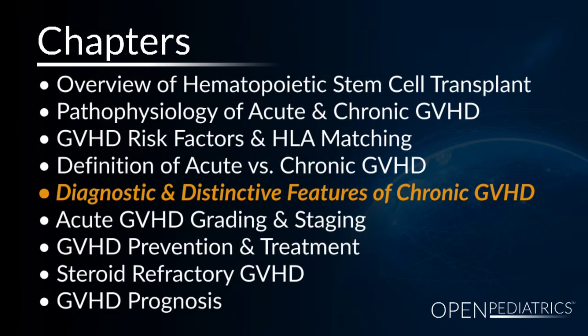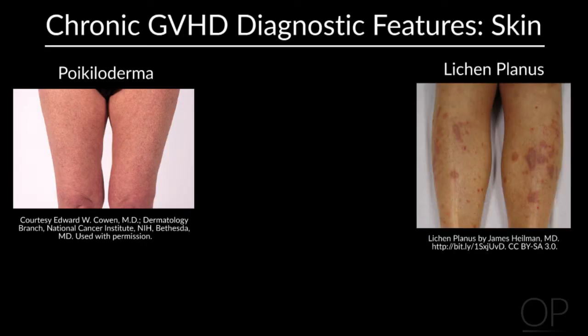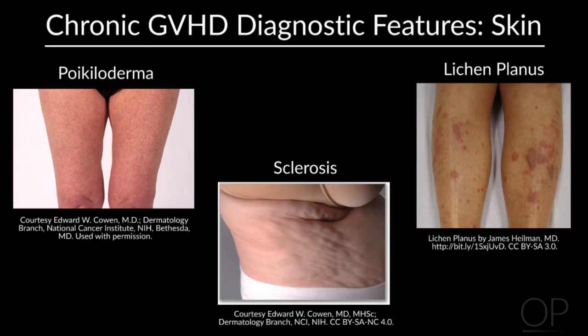Diagnostic and distinctive features of chronic GVHD. So to be called GVHD, you need to have diagnostic features. You don't need to have all of the features listed on the screen, but you need to have one of those to be considered chronic graft-versus-host disease in any of the areas. And so for the skin, that includes poikiloderma, lichen planus, sclerosis. So sclerosis that actually mirrors scleroderma, autoimmune type scleroderma, or morphea.